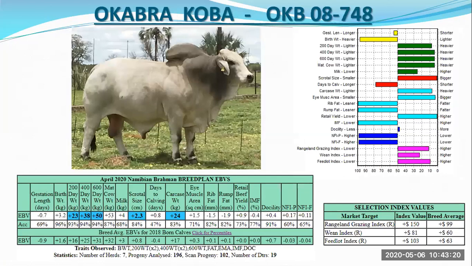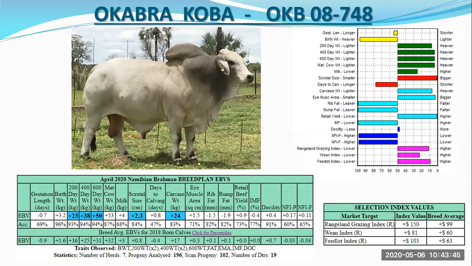Let's just run through a couple of quick animals. This stud sire was sold to South Africa. He's a trait leader on 5 traits. Accuracies, therefore growth, in the 90%. He's got 196 progeny. He's got scanned progeny of 102.